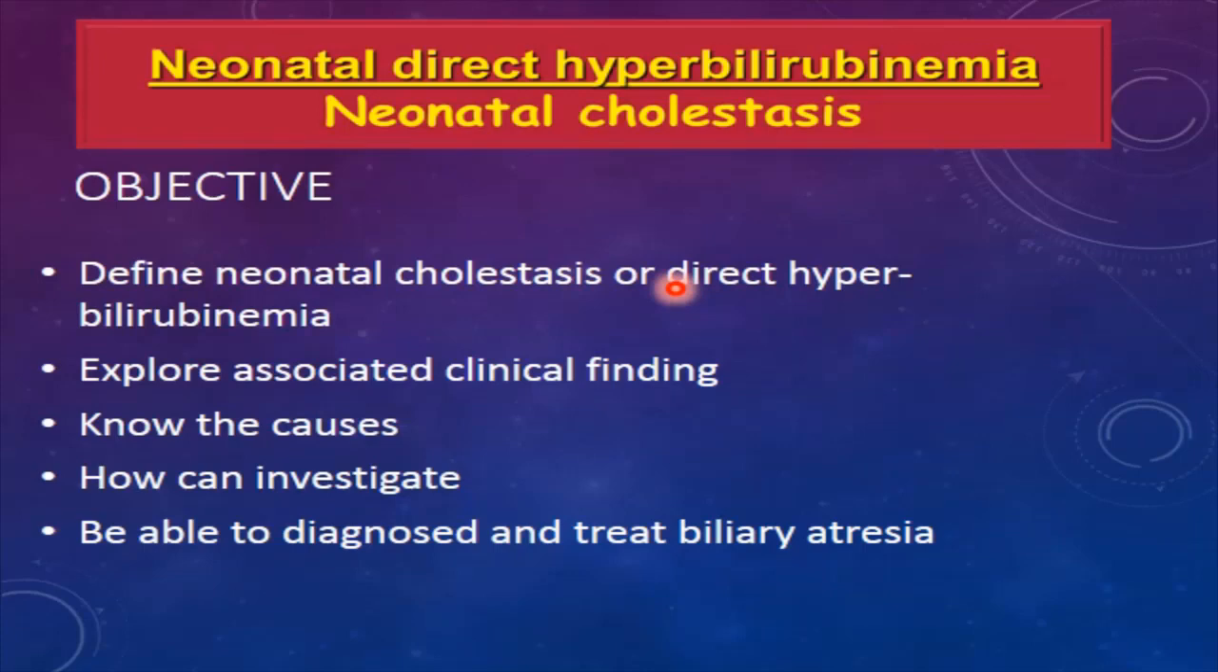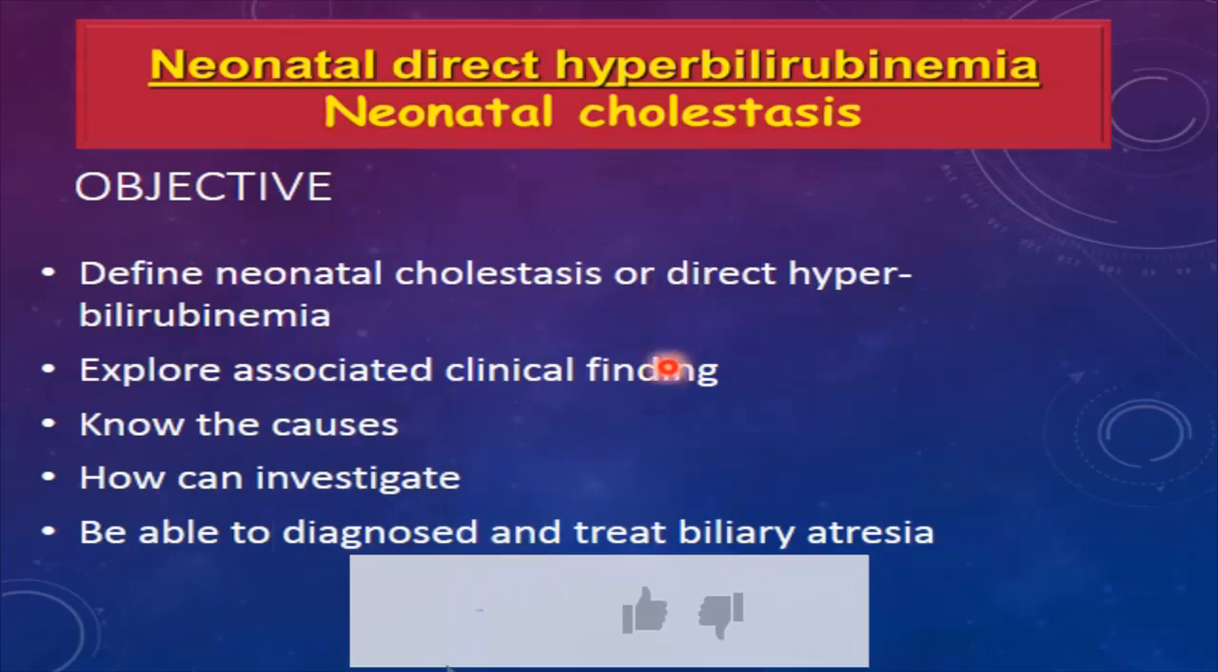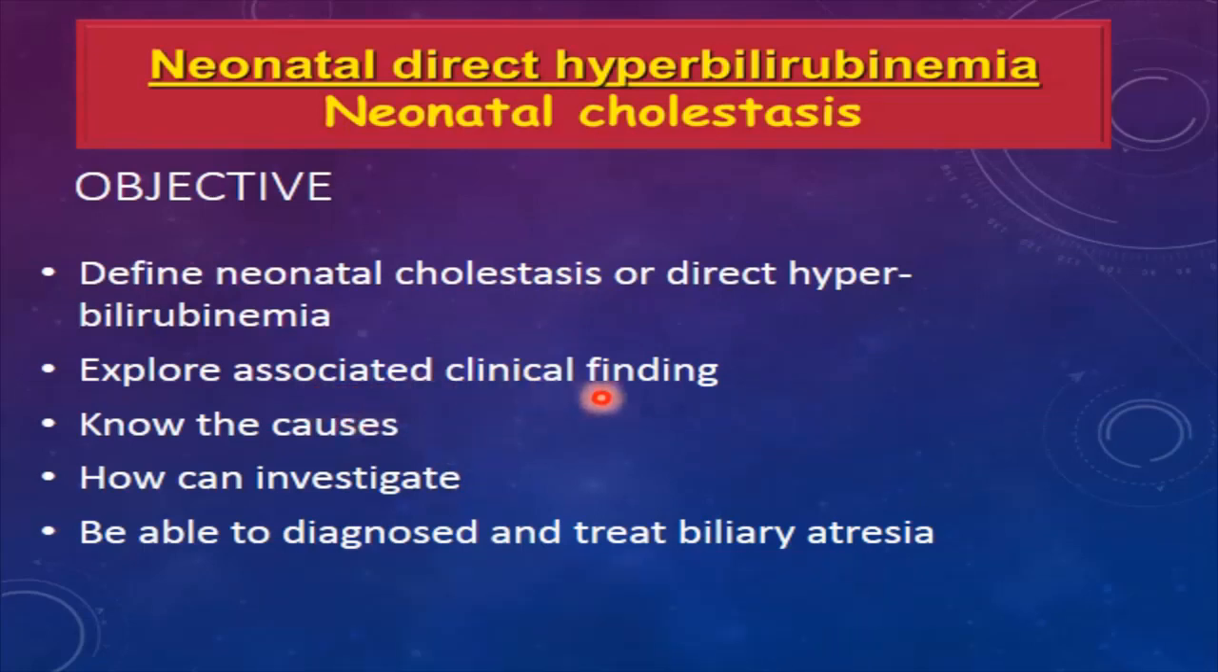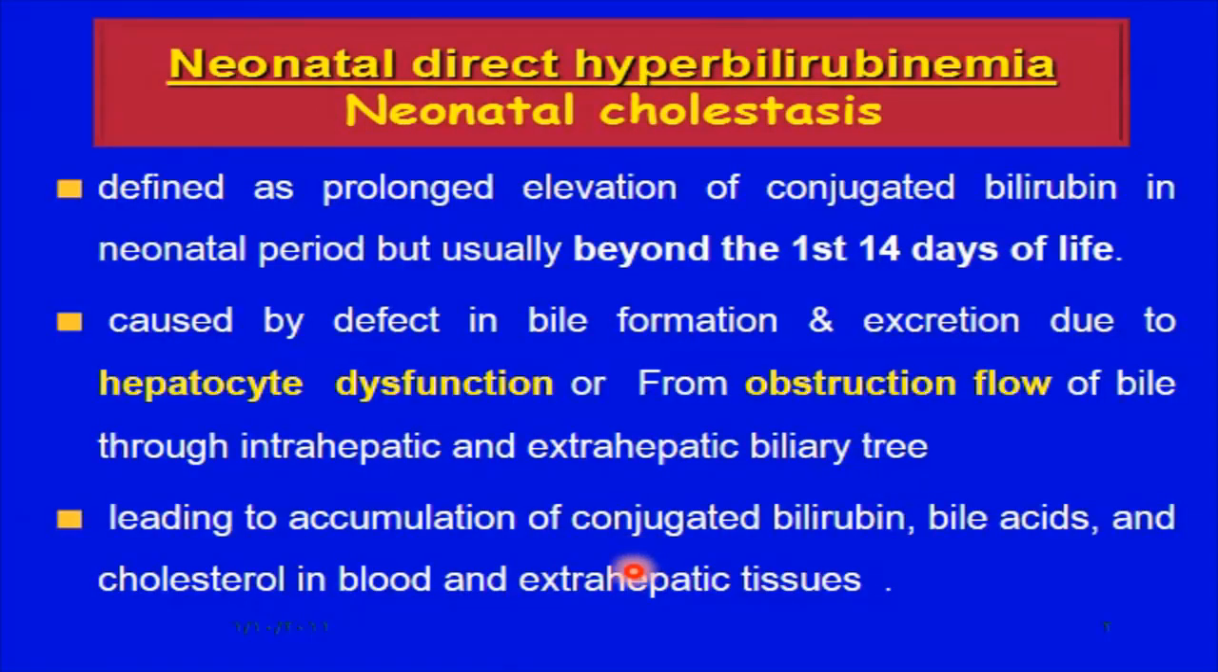Last lecture in neonatal jaundice is neonatal direct hyperbilirubinemia, or what is called neonatal cholestasis. The objective of this lecture was to define neonatal cholestasis or direct hyperbilirubinemia, explore associated clinical findings, know the causes, how we can investigate, and be able to diagnose and treat biliary atresia.